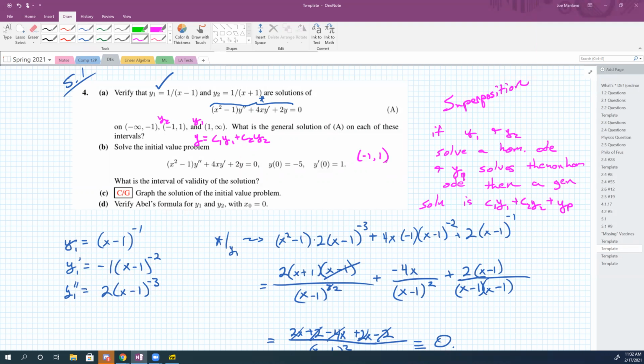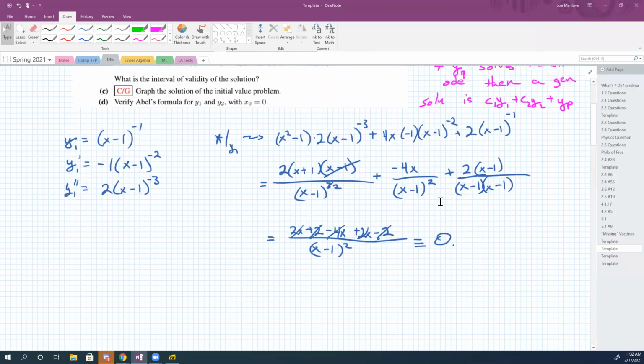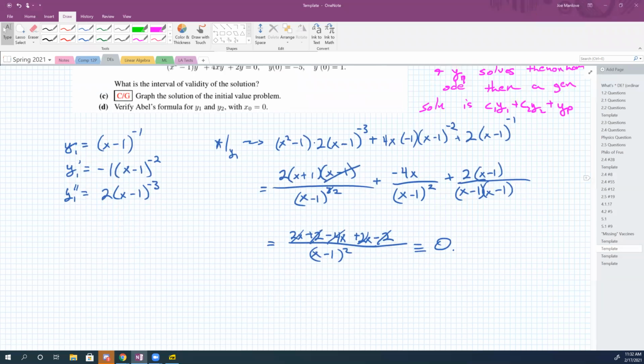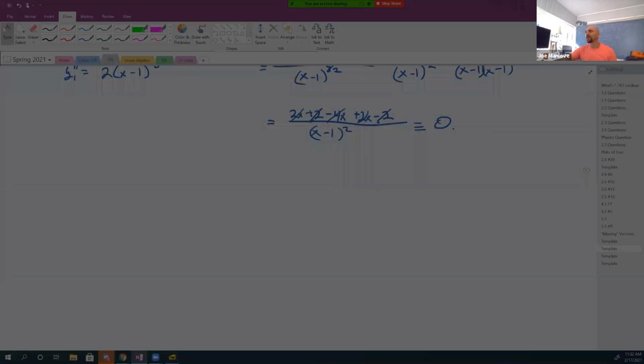Mm-hmm. All right. To graph the solution, we would need to find the solution. You can just go ahead and use Wolfram Plot to do that. And then in order to verify Abel's formula, we need to go find the Wronskian first, right? Yeah, I tried this and I got an answer, but I'm not entirely sure I fully understand how Abel's formula works. Okay, so let me pull it in.